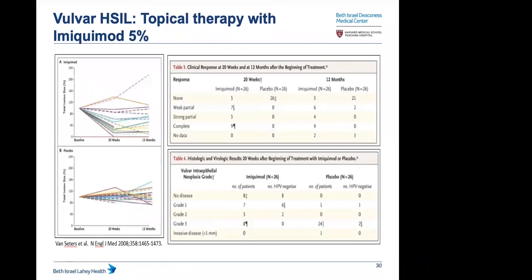And they did HPV testing at baseline and then again at 20 weeks, looked at the lesions and showed that for the patients who received imiquimod, 8 of the patients at 20 weeks who had no visible disease, no pathologic disease, all of those biopsies also did not contain HPV. And then interestingly, the patients who had persistent VIN 3 in the imiquimod group all still had HPV. So there was an association between a regression of histology and presence or absence of HPV in the patients who actually responded to therapy.